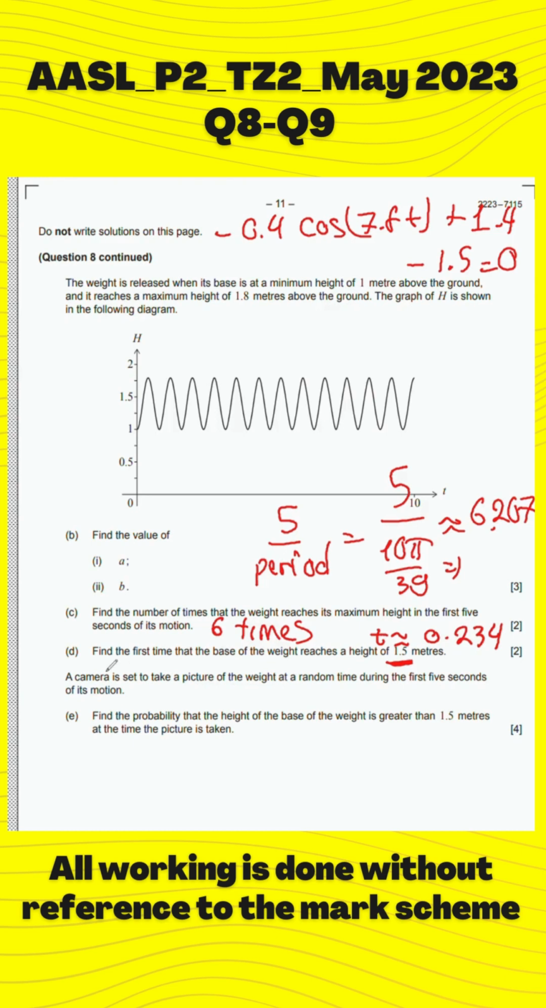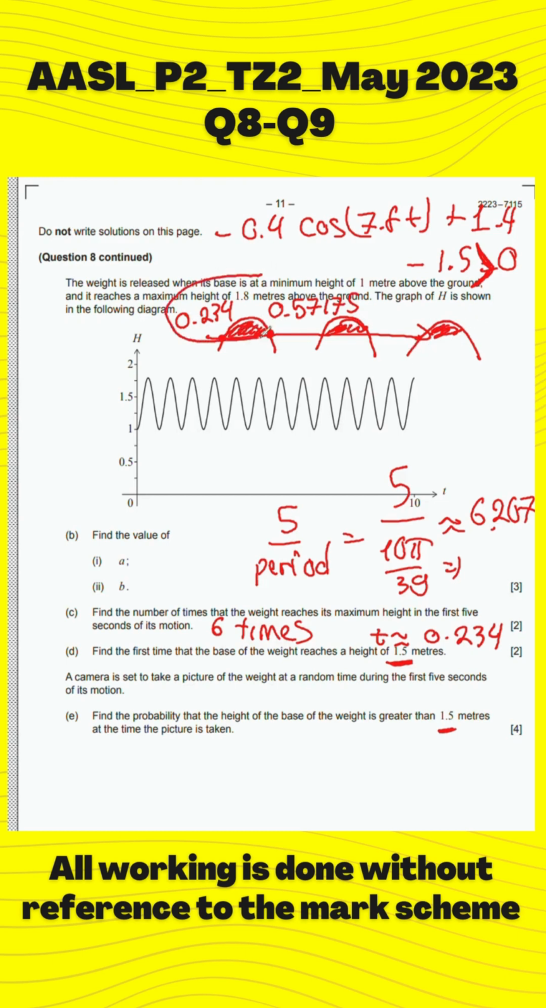Okay, now during the first 5 seconds, find the probability that the height is greater than 1.5. So this is greater than 0 in the first 5 seconds. When you put this into the GDC, the graph will look like this. So we need to find the duration for which the function is above the x-axis, bigger than 0. The first intersection here is 0.234. We need to find the second one here. The value of this one will be 0.57175. And these durations are equal, and there are 6 of them.